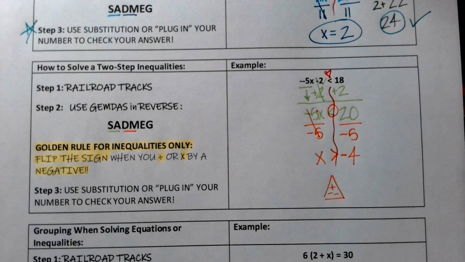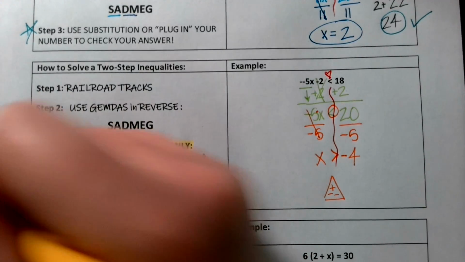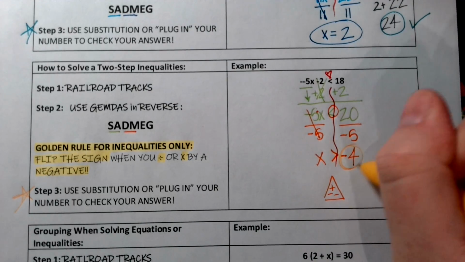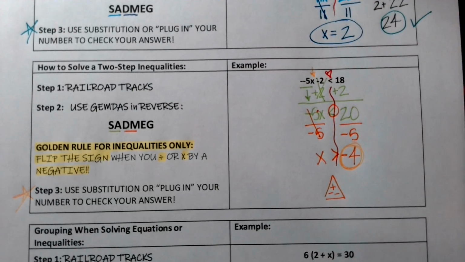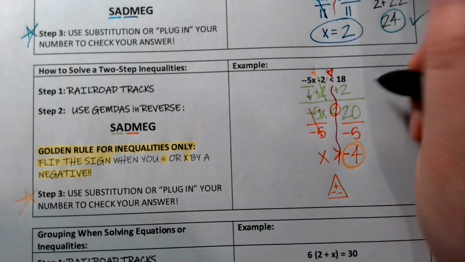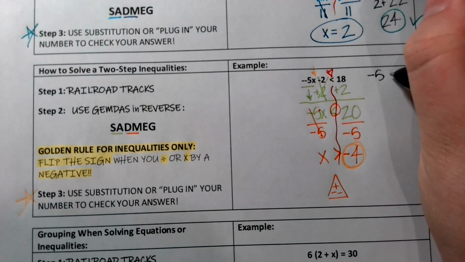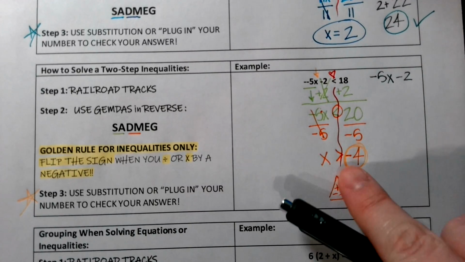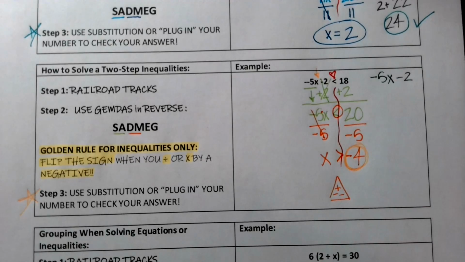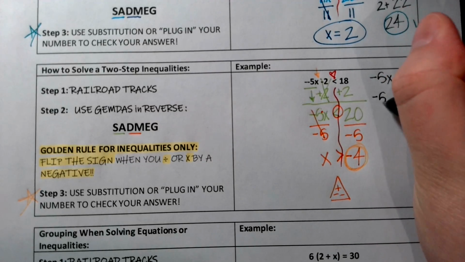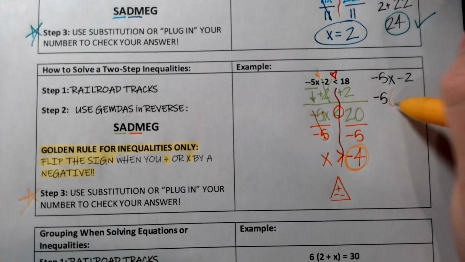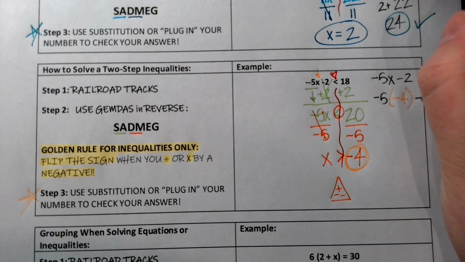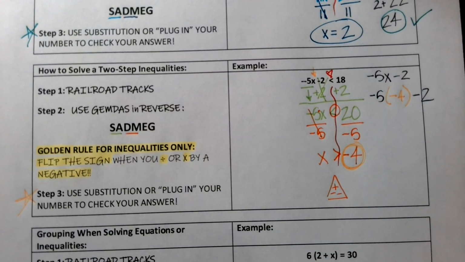And then again, that last step that Edmentum is going to stress is that you substitute to check your answer. So we need to substitute this negative 4 in for x to check our work. So we've got negative 5x minus 2. We plug in negative 4 for x. So we have negative 5 times negative 4 minus 2.